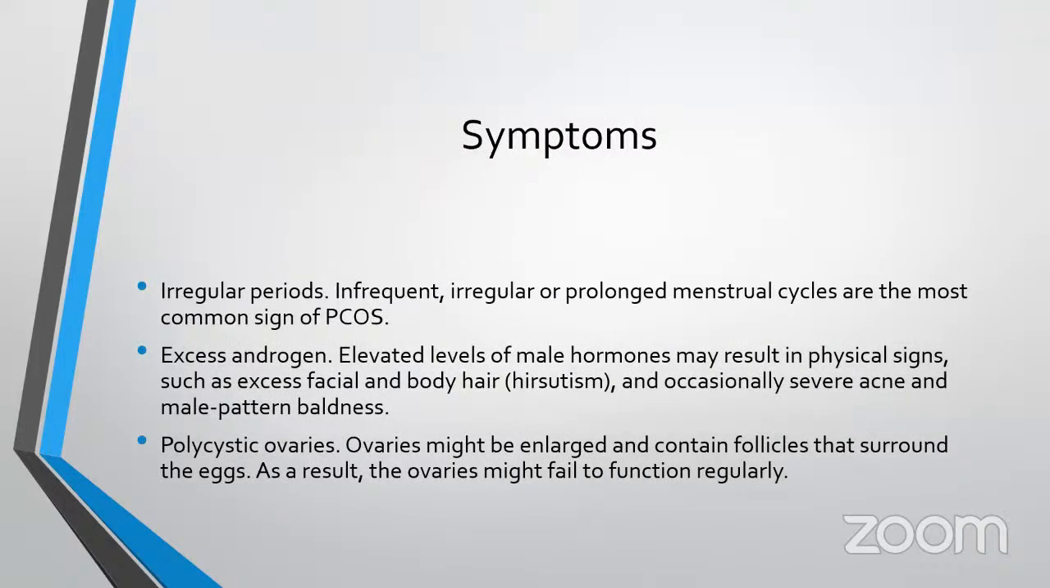The symptoms of polycystic ovarian syndrome, as mentioned earlier, are that the periods will be very irregular, infrequent, and may be prolonged cycles. Excess androgen, elevated levels of male hormones, may result in physical signs. They may have excess facial and body hair, which is called hirsutism, and occasionally severe acne and male pattern baldness. Polycystic ovaries might be enlarged and contain follicles that surround the eggs. As a result, the ovaries might fail to function regularly.